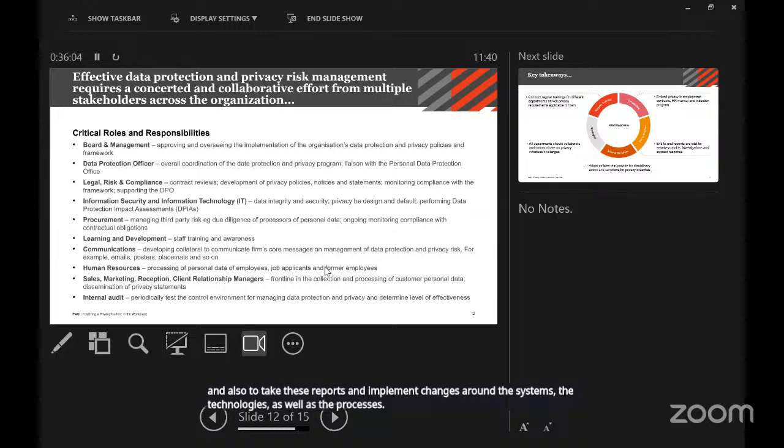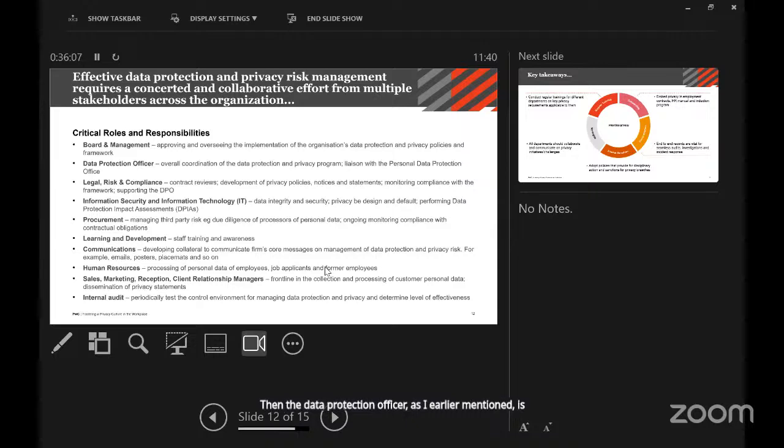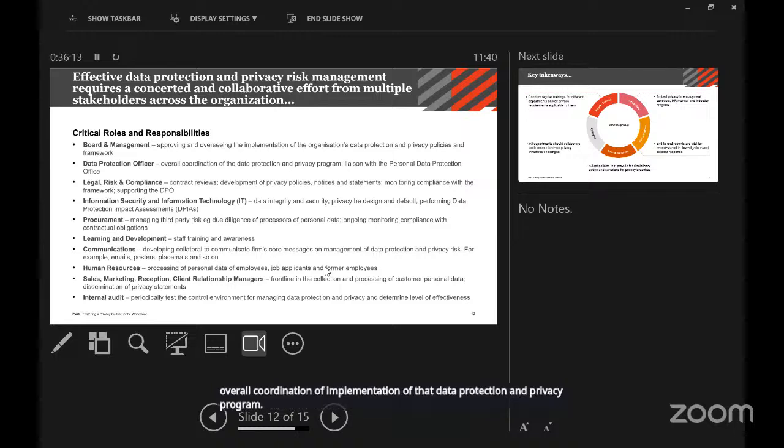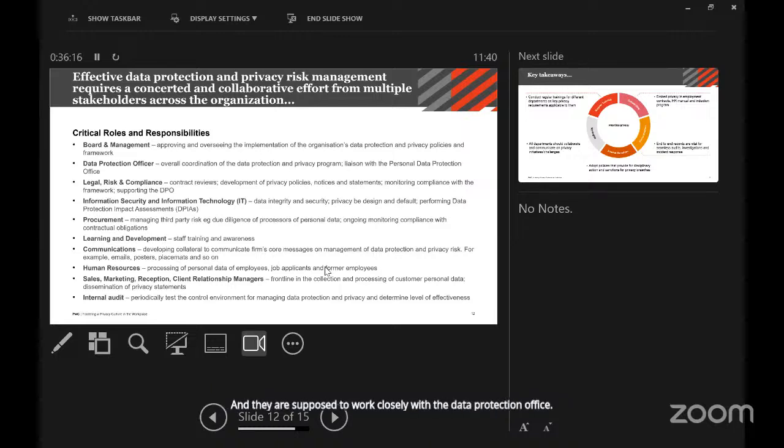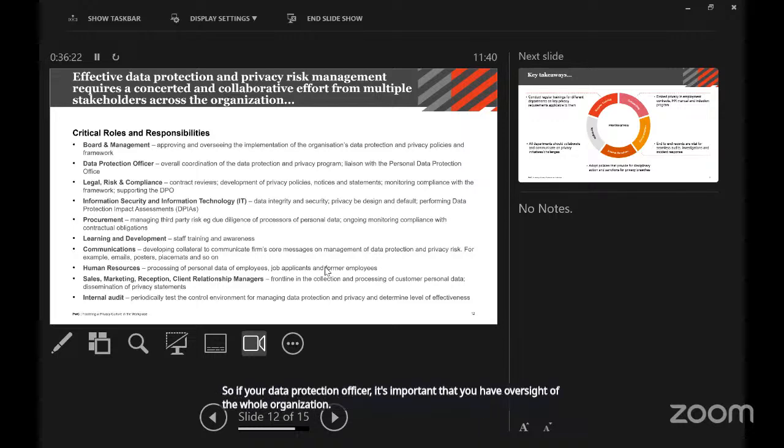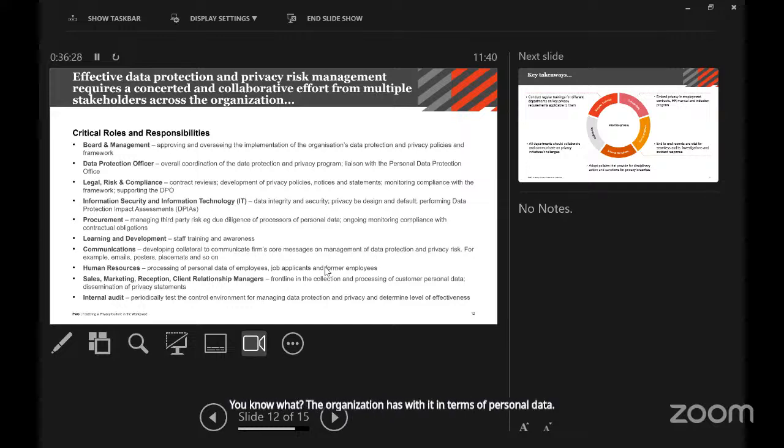Then the data protection officer, as I earlier mentioned, is in charge of that overall coordination of implementation of the data protection and privacy program. And they are supposed to work closely with the data protection office. So if you're a data protection officer, it's important that you have oversight of the whole organization. You know what the organization has in terms of personal data and what you are doing to protect the data, but also to make sure that if you don't need that data anymore, it is deleted at the right time. So data retention as well as usage is important, and the data protection officer has to coordinate all of that with the internal and external stakeholders, but also with the regulator.